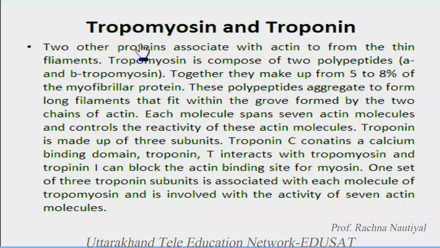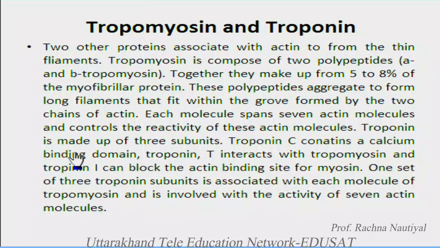Then the two more major proteins which are found in the muscles other than myosin and actin are tropomyosin and troponin. These two other proteins associate with actin to form the thin filaments. It is important to note that tropomyosin is composed of two polypeptides, alpha and beta tropomyosin. Together they make up only 5 to 8% of the myofibril protein.